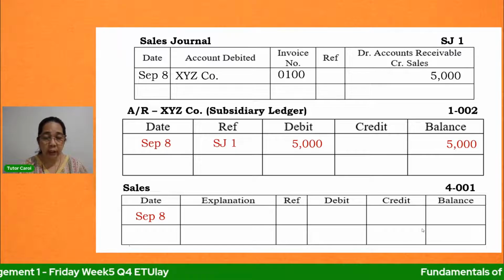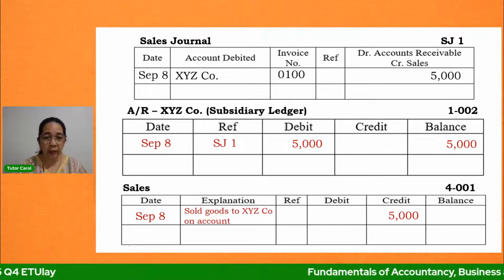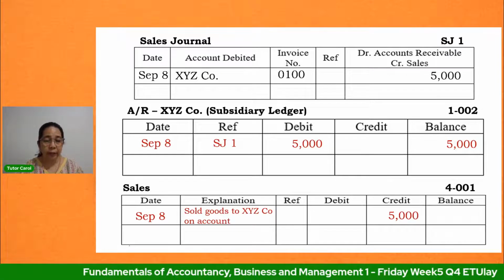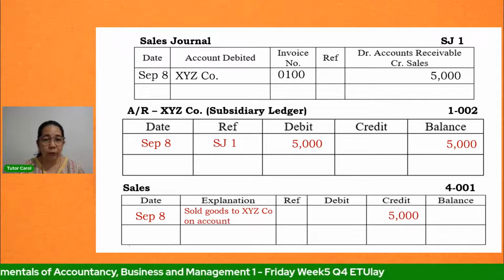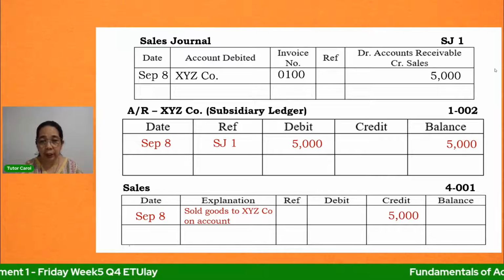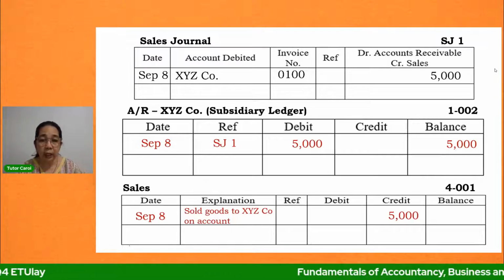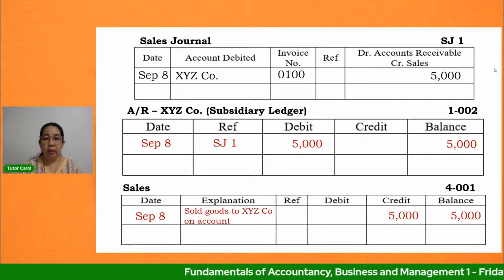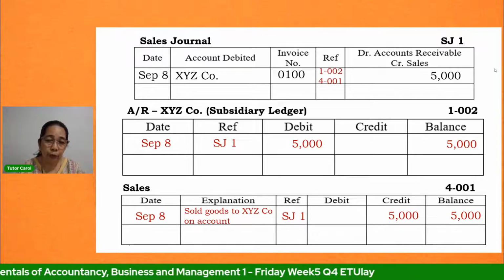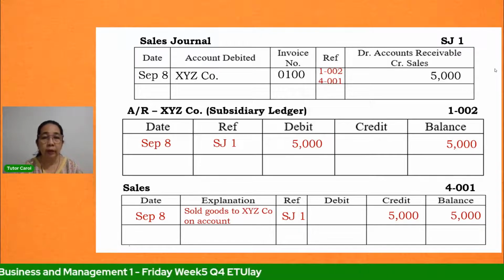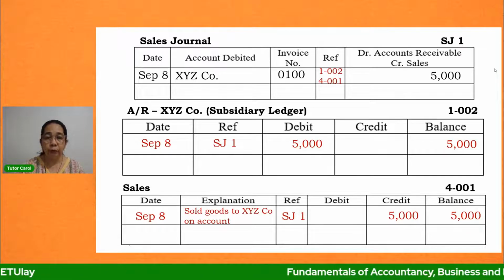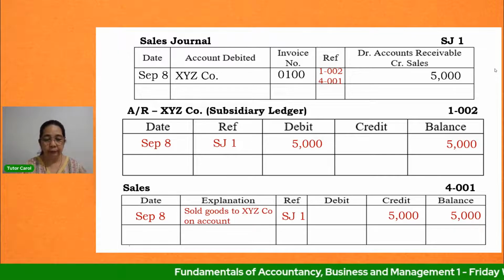So, its explanation, since this is a general journal, okay, general ledger, rather, sorry. So, explanation: sold goods to XYZ company on account. Okay, credit 5,000 pesos. Reference is SJ1, sales journal page 1. You have posted both accounts. So, put the reference on your journal: sales journal 1-002 and 4-001. Okay.